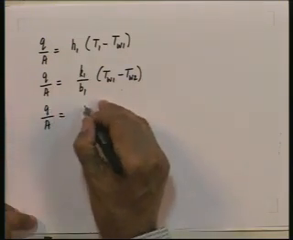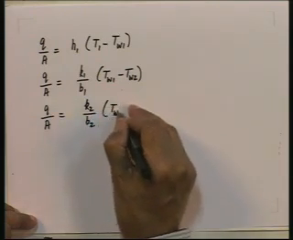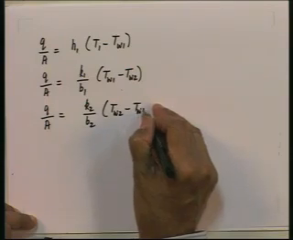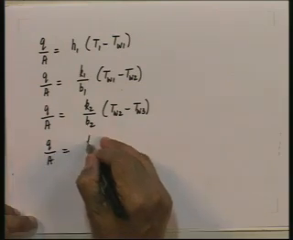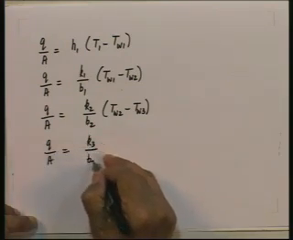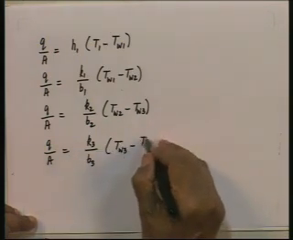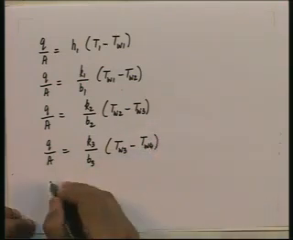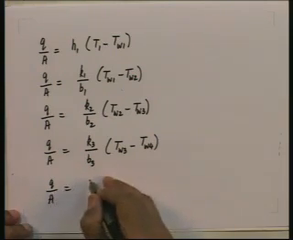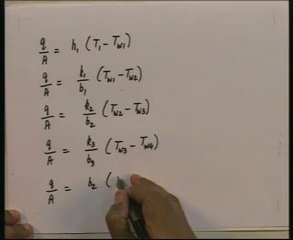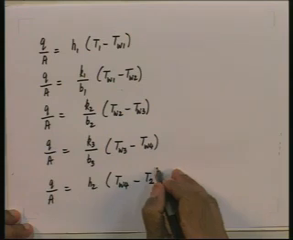Slab making up the composite situation, Q by A is equal to K2 by B2 into TW2 minus TW3. Third one, Q by A is equal to K3 by B3 into TW3 minus TW4. And finally, the last one, there is a heat transfer coefficient, Q by A is equal to H2 into TW4 minus T2.